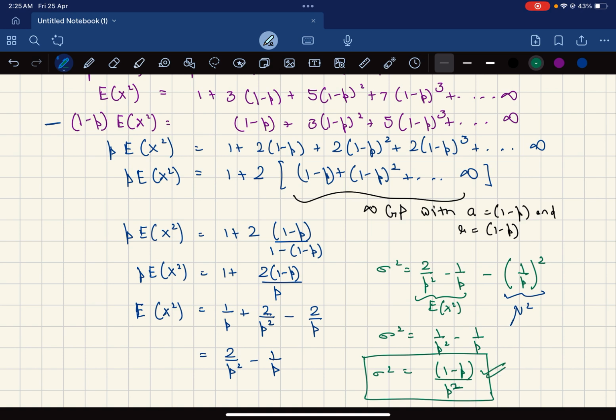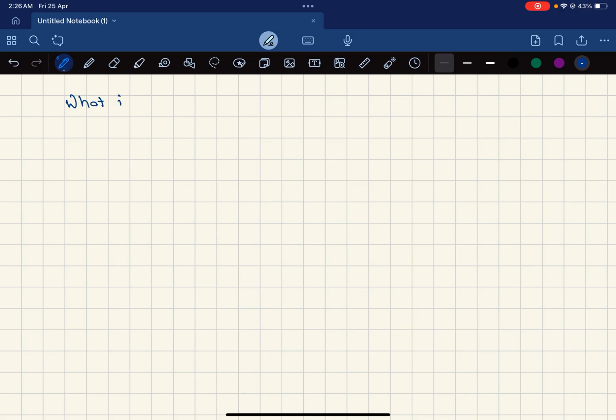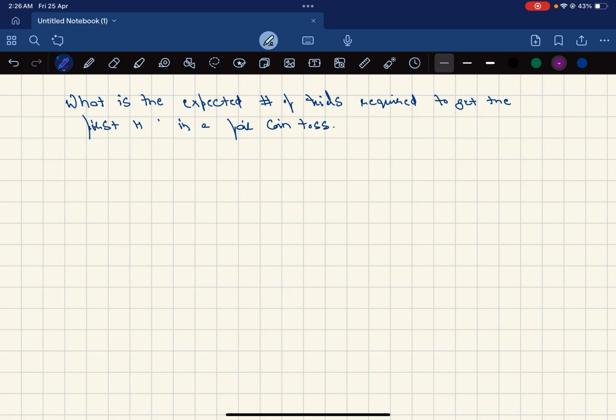So we have the variance, and the expected value for a geometric distribution was 1 upon p. Now one of the familiar things which we have seen earlier, if you remember: what is the expected number of trials required to get the first head in a fair coin toss? If you remember, we saw this earlier, and what we did was we were calculating the probabilities for each possible outcome, and we saw if the first is H, then X is 1 and the probability is 0.5. If it's TH, this is 2, this is 0.5 square, this is TTH, this is 3, this is 0.5 cube, and so on.